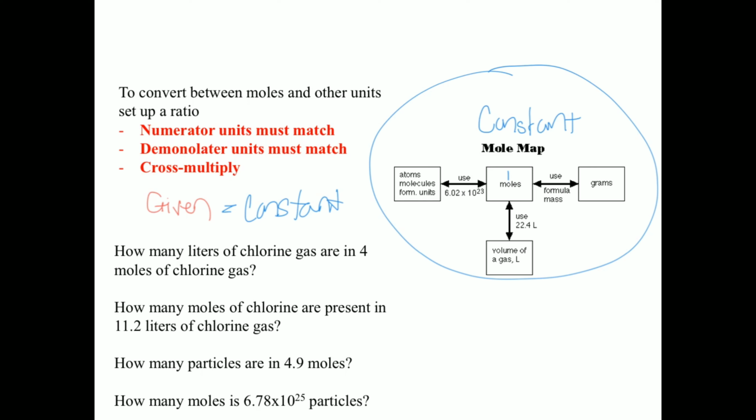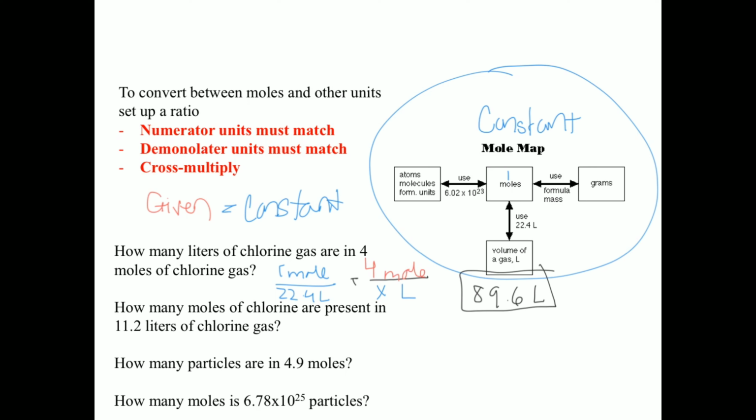In the first example, we're asked to determine how many liters of chlorine gas are in 4 moles of chlorine gas. Let's start with the mole map to identify our constants. We know that 1 mole is always equal to 22.4 liters. In this question, we are given 4 moles. So we'll want to make sure that our numerators match. Since I placed the mole on the numerator, I'm going to place the given number of moles, 4 moles, on the other numerator. And here I'm looking for how many liters, so this will be X liters. All we'll have to do is cross multiply and solve.